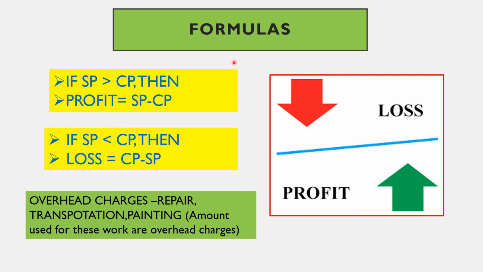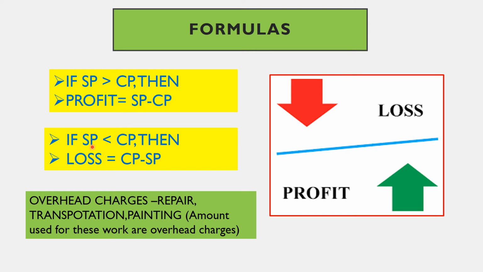Here you can see some formulas. If you are selling something at a greater price than you have bought, that is, selling price is greater than cost price, then you have profit. And profit is equal to SP minus CP, that is, selling price minus cost price.